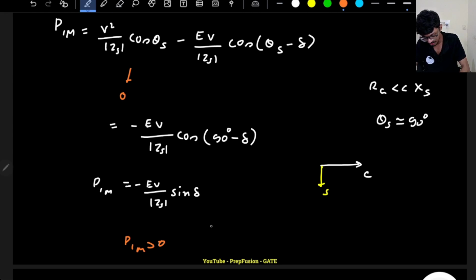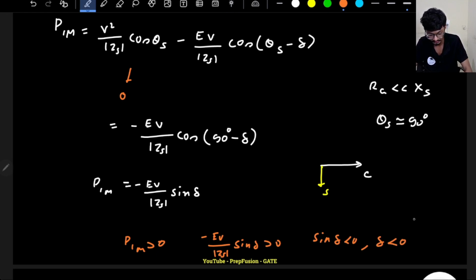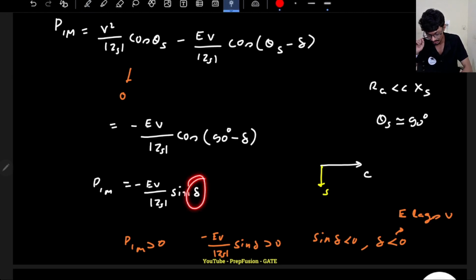If it has to be positive, that means minus EV by magnitude of ZS sine delta has to be greater than 0. That means sine delta, because all other quantities are positive, has to be negative. That means delta has to be negative. That means my E lags V. From here I can directly prove it. So now I hope you understand why we say that the excitation voltage must lag the terminal voltage. I hope it is clear why it should lag.